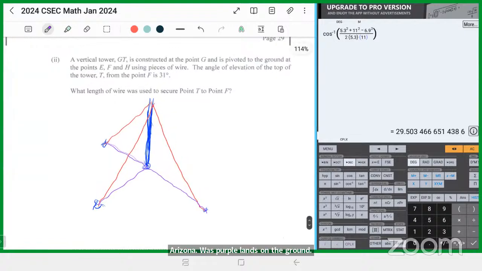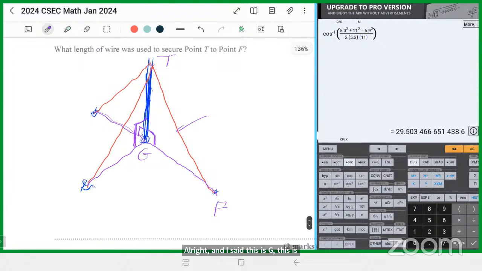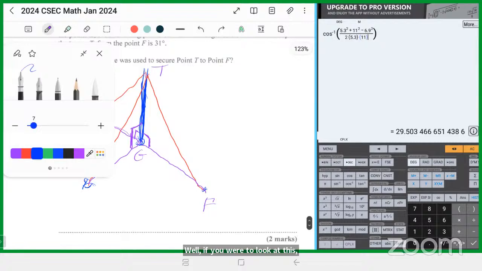Because this is vertical and this is horizontal, it means that the angle right here is 90 degrees. The angle between horizontal and vertical is 90 degrees. Similarly, the angle between this and this is also 90 degrees. I'll show it like this. And the angle between this and this line is also 90 degrees. All right, and they said this is G, this is T, and out here says F, and that's a wire.